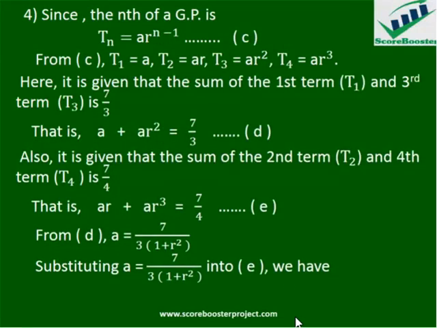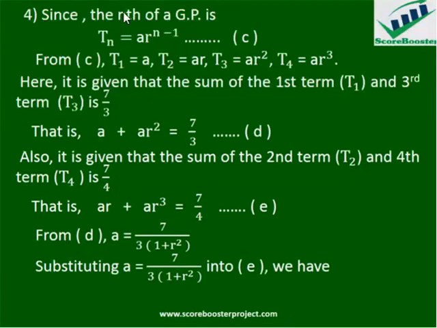So now we'll move to the fourth question. The question says the sum of the first and third term of a geometric progression is 7/3 and the sum of the second and fourth term is 7/4. We are to find the first term and the common ratio.